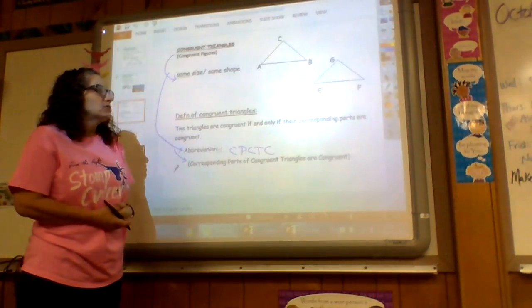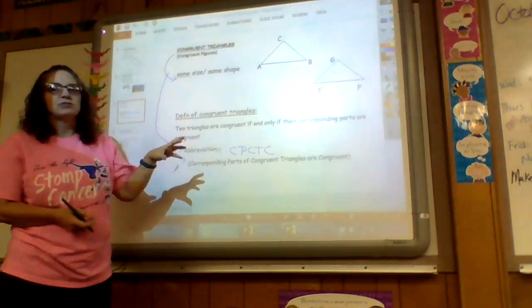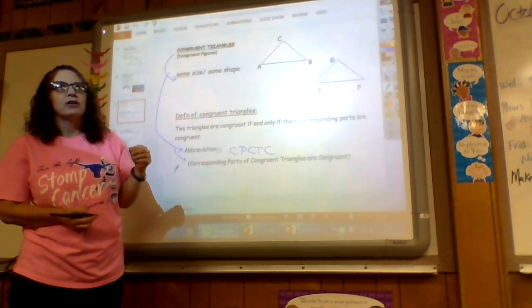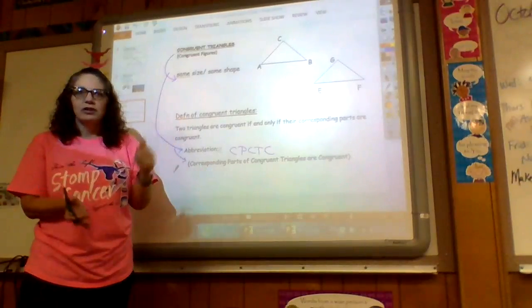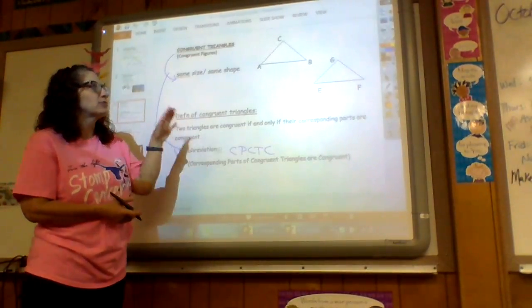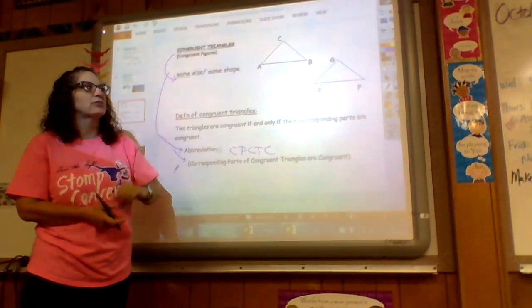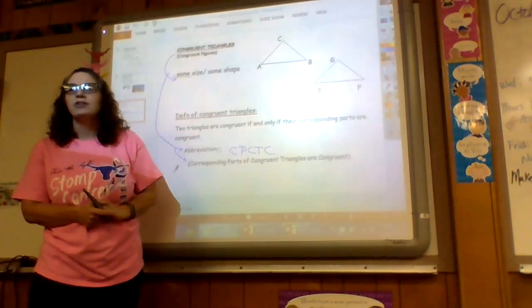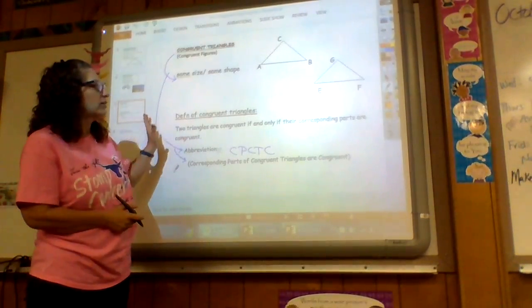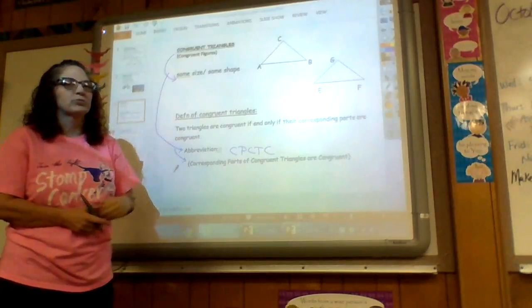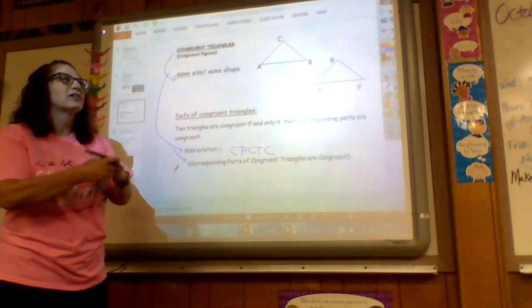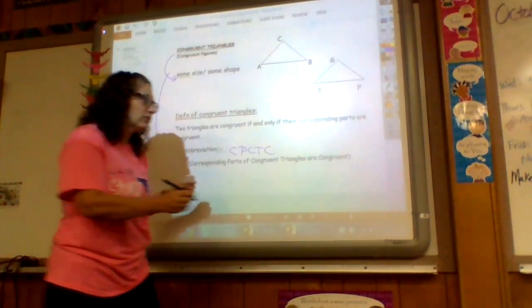Okay? So what I would like to do with this concept is a quick little example of maybe a 5-sided figure. And let's go away from the triangles for a minute and think in terms of just congruent figures in general, because all of the rules that apply for congruent triangles will apply for other figures as well.